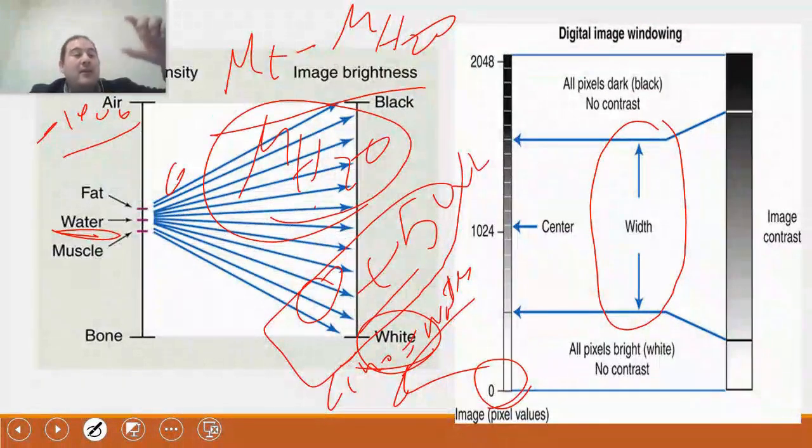Is he moving in grayskin? Do you want any area in grayskin? Okay, I want to see the bony structures clearly. This bony structure has a high density, right?